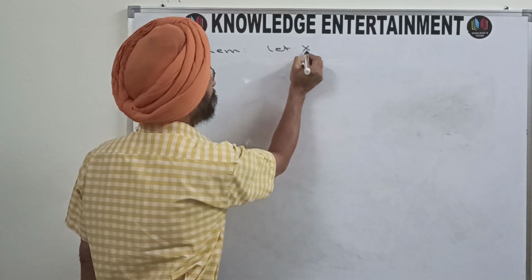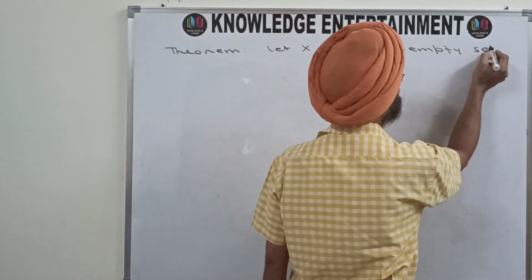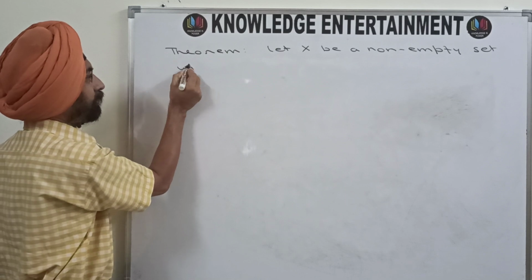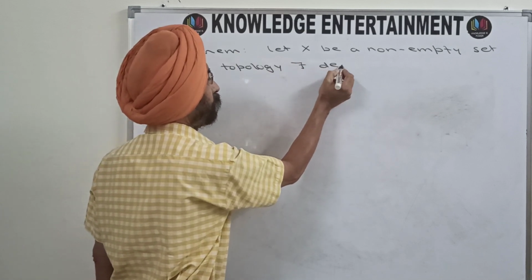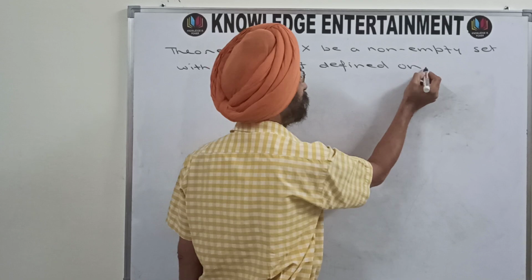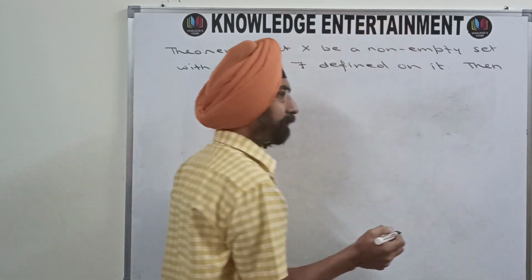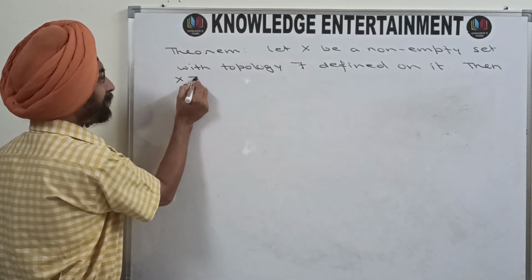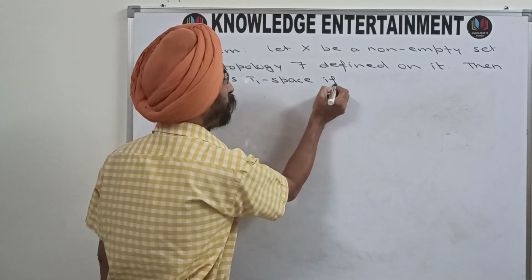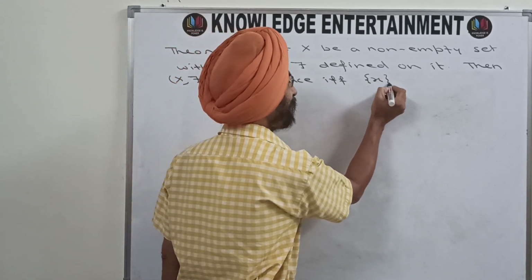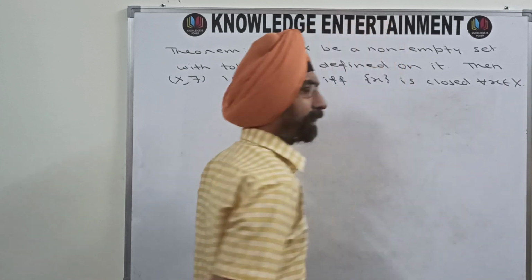Let X be a non-empty set with topology tau defined on it, then this topological space (X, tau) is T1 space if and only if singleton set {x} is closed for every x belonging to the set X.